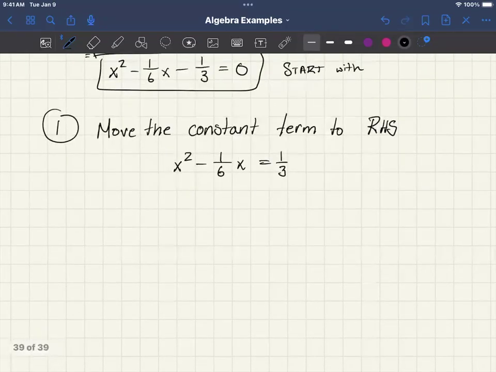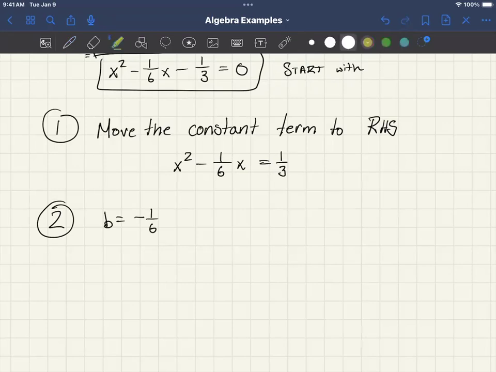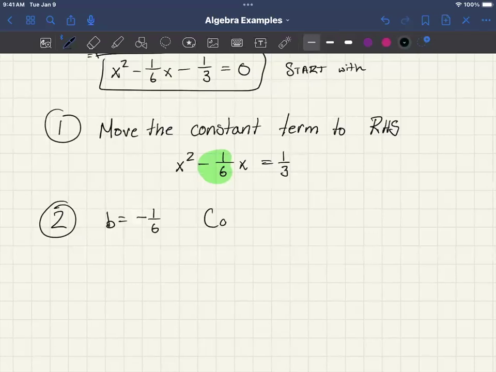All right, so step 2. We are going to note what our b is. In this case, our coefficient b, which is always that second coefficient, right? Our b term is always this one right here, is negative 1/6 in this case. And what we are going to do with that information is calculate 1/2 b quantity squared. Notice that squared is on the outside of the parentheses.